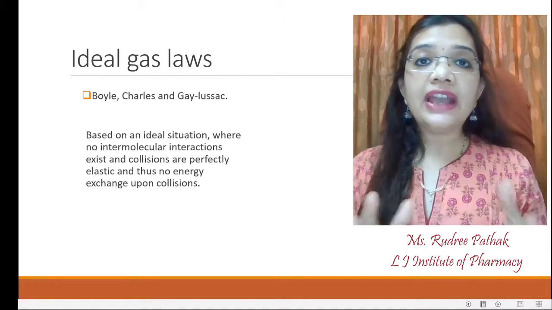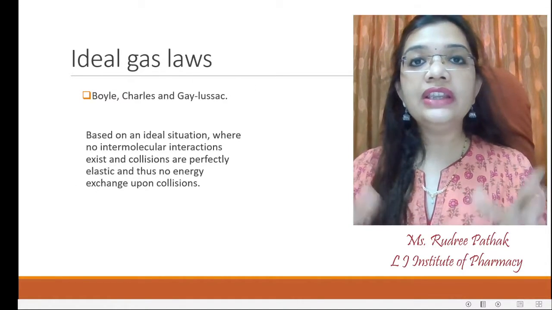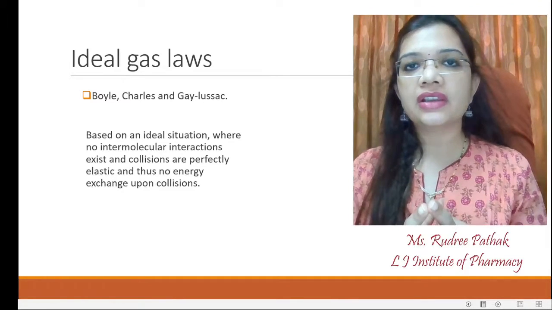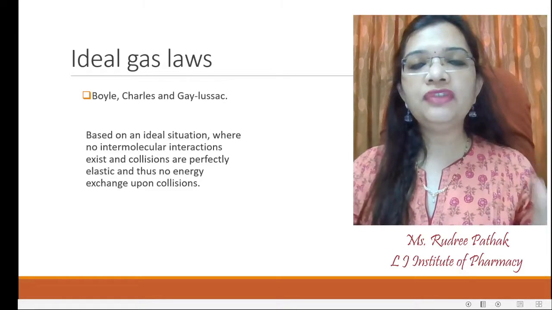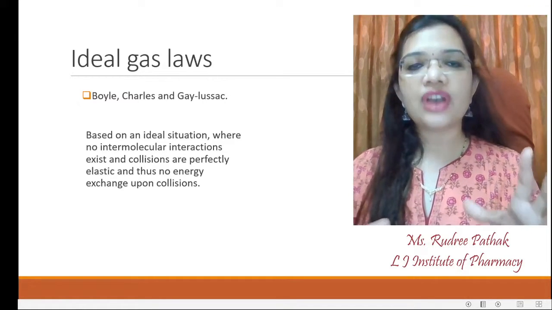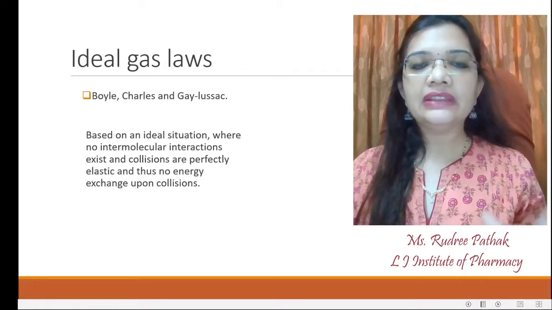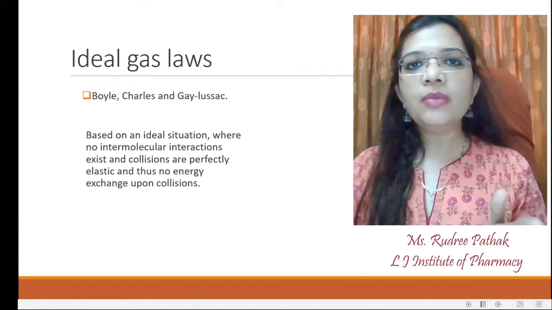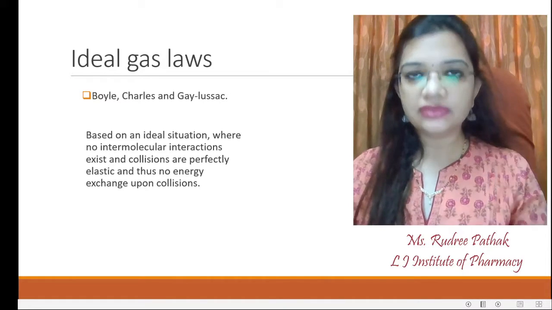How do we define a gaseous state, or what are the laws which actually affect their overall properties? So basically there are two different kinds of laws which affect the gaseous state. That is ideal laws and real laws. We are going to talk about ideal gas laws first.